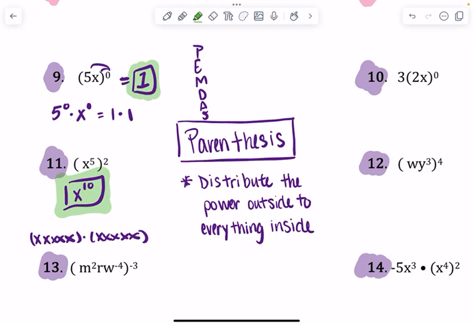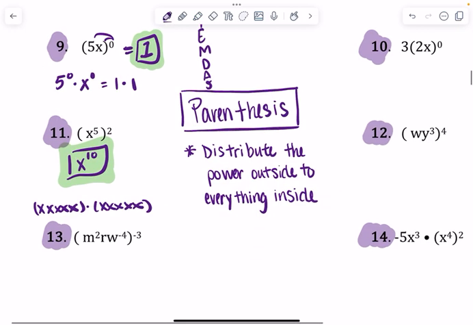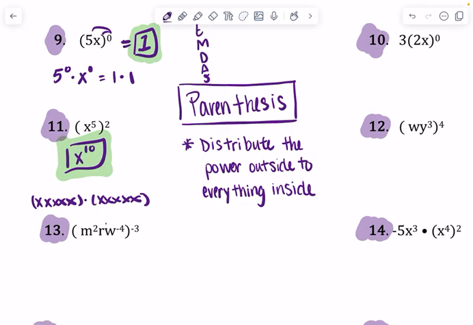All right, for number 13, m squared r w to the negative 4th raised to the negative 3rd. So I can put a little power of 1 with my r there, but we need to distribute that negative 3rd into every single variable in there. Like, I know it's all squished together, but they're all technically their own separate thing.